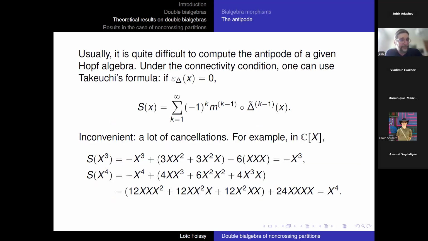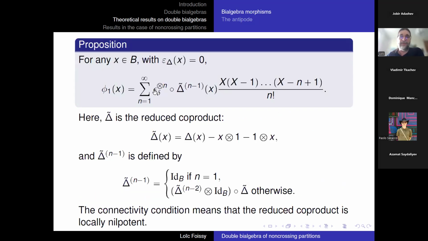More results on double bialgebras. I mentioned that if you have a bialgebra, you have a group of characters, and the inverse is given by the antipode. So if you want to consider some inverse, you need a formula for the antipode, and usually it's not so easy to compute. There is one case where you have a formula, at least: this is the Takeuchi formula, under the same condition, and it's quite similar to this, in fact.